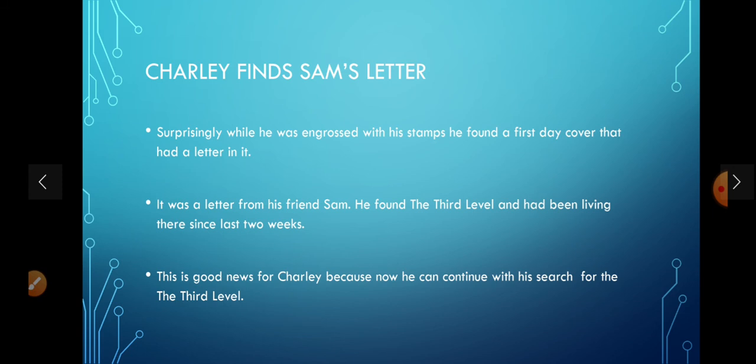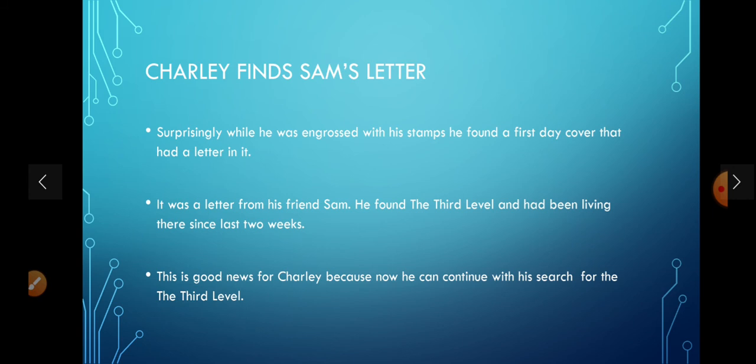It was a letter from his friend Sam, and Sam found the third level and had been living there for the last 2 weeks. Now that is surprising and shocking, that he finds Sam. Sam is his friend who he was discussing all these things with all this while. And Sam managed to go to the third level, whereas Charlie searched the third level and was unable to find it. And he had to give it up because Louisa told him to please give it up.